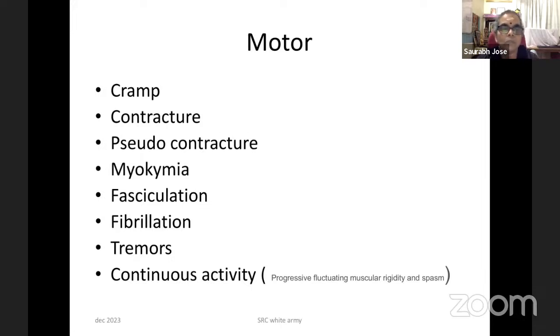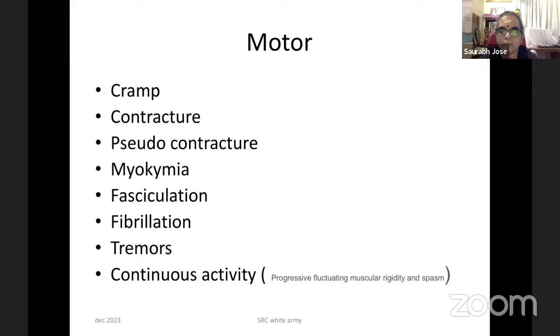Then what is a pseudocontracture? Pseudocontracture is shortening due to involvement of the non-contractile elements of the muscle. Conventionally, we call pseudocontractures as contractures, for example, tendo-Achilles contracture or bony contractures. These are all not due to the contractile component of the muscle. They are due to involvement of the tendons, bones, ligaments. So that is pseudocontracture.